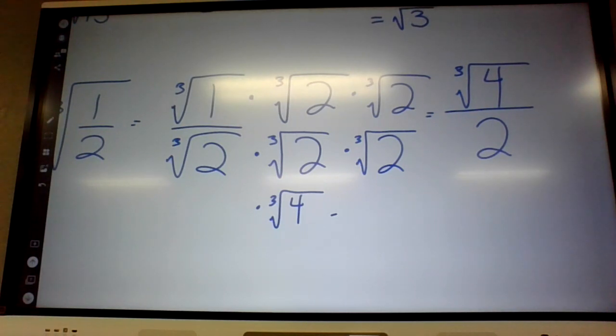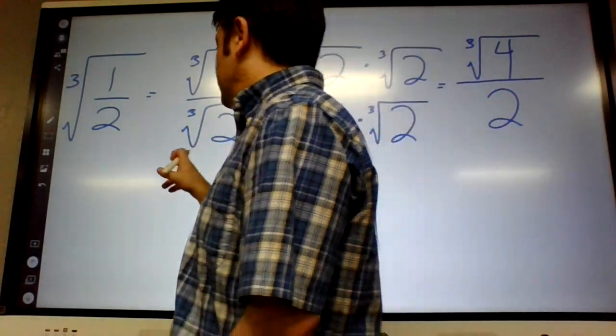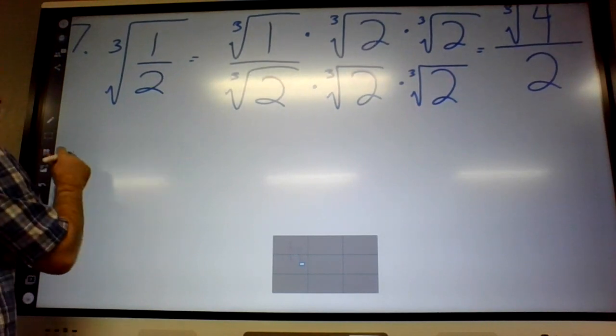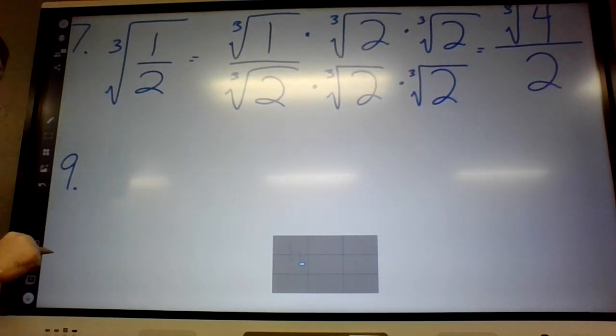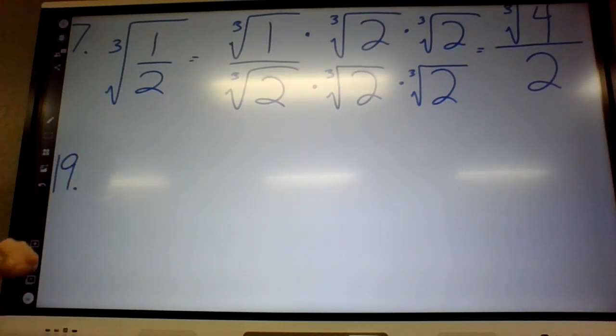Alright, this is where the calculators start to fail us. If you put it in the calculator, it'll give you a decimal, which is not what we want. So, don't even try it. Well, you can try it, just don't write it down. Whoops, 19.